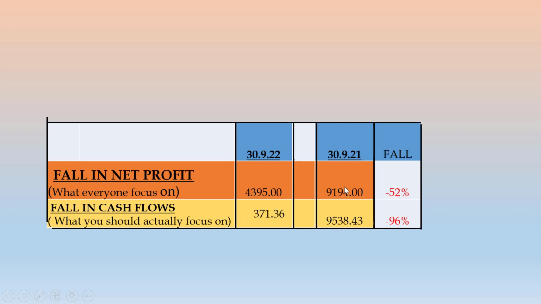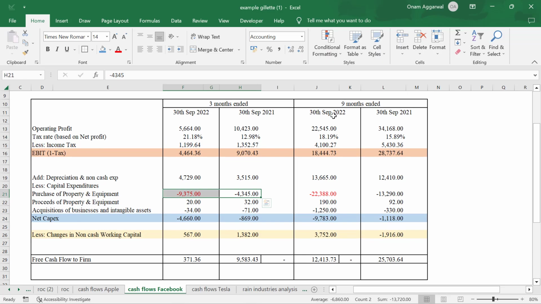So just by looking at the net profit, you're looking at half the picture. If you want to look at the whole picture, you must understand the fall in cash flows. Let's just finish with the 30th September, the whole 9 months period. As we can see, the operating profit has reduced in the 9 months period, as it did in the 3 months period. The operating profit in the 9 months period was $18 billion. In the last year, it was very high, $28 billion. And the net capex, as we said before, was minus $9.7 billion because of the huge amount of plant and equipment purchased in these 9 months, $22 billion. And in the previous period it was $13 billion.